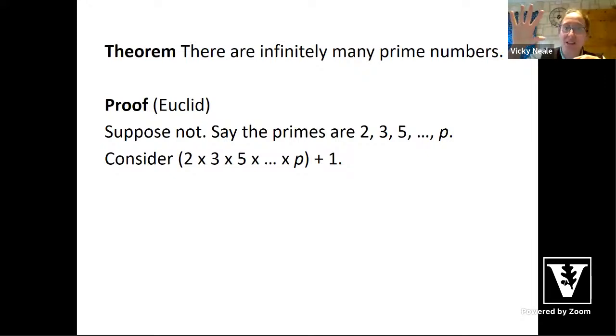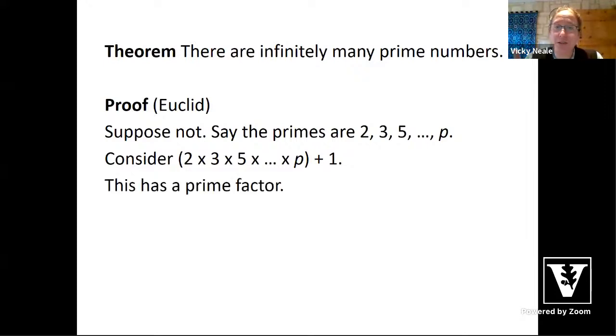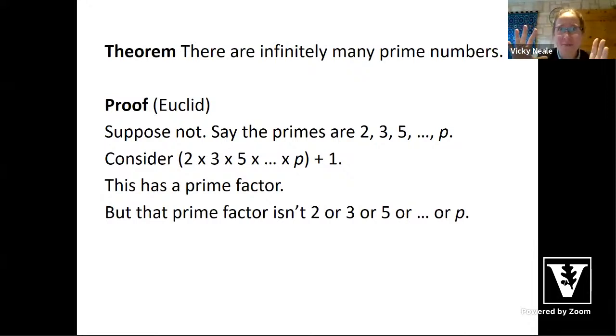So the first prime on the list is 2. Does 2 divide this very large number? No, because the number is 2 times some stuff plus 1. It leaves a remainder 1 when we divide by 2. Next prime is 3. Does 3 divide this very large number? No, because this number is 3 times some stuff plus 1. It leaves a remainder 1 when we divide by 3. Does 5 divide this number? What Euclid has done is take all the primes in the world and from them build a number that isn't divisible by any of them.